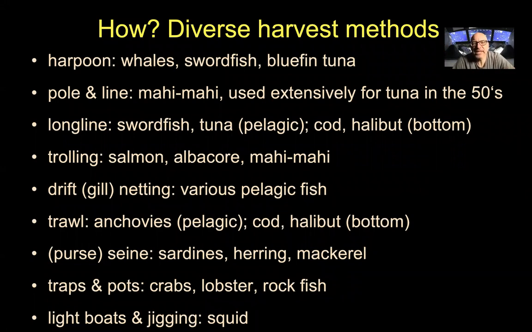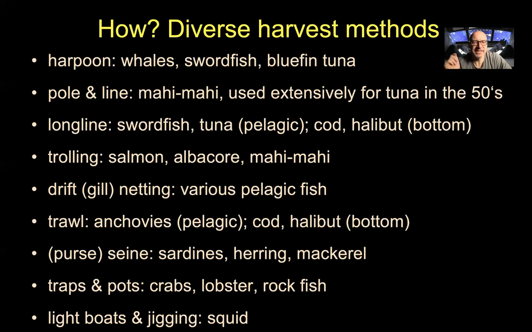Harpoon is pretty specific, right? Harpoon is our most specific harvest method. If you throw the harpoon in something, you know what it is. As we start going down here with some of these other methods, we're not necessarily able to be as specific. And the amount of bycatch, so unintended items that are collected, goes up. And bycatch is a huge problem. One of the reasons we have such problems with our marine fisheries.